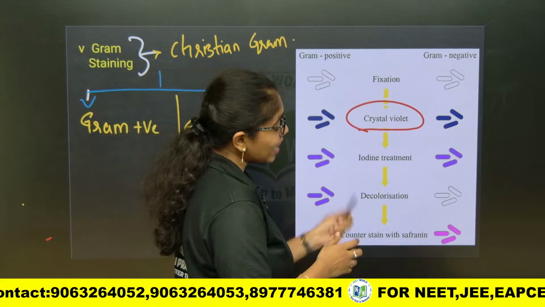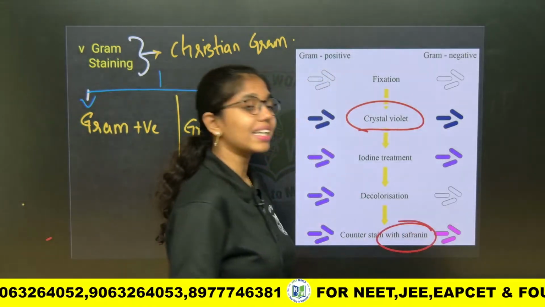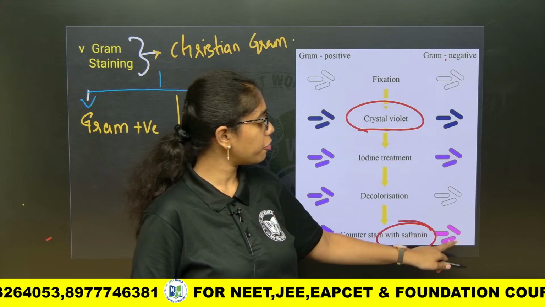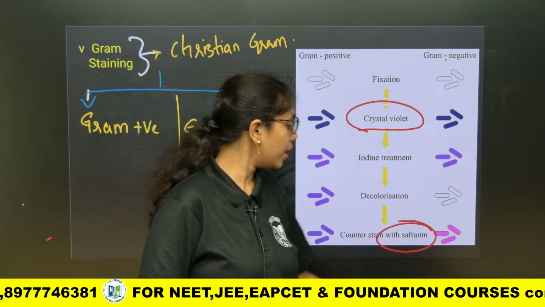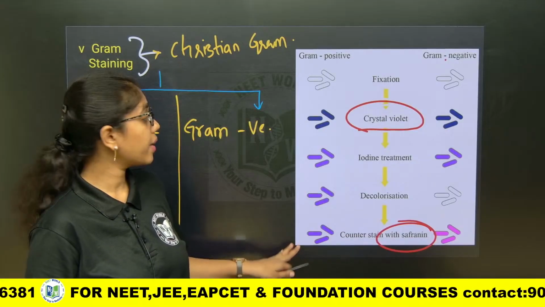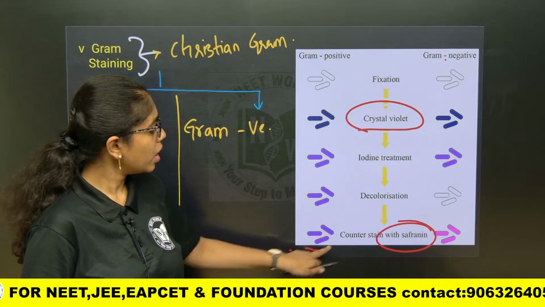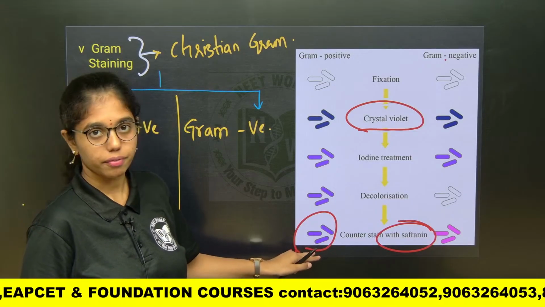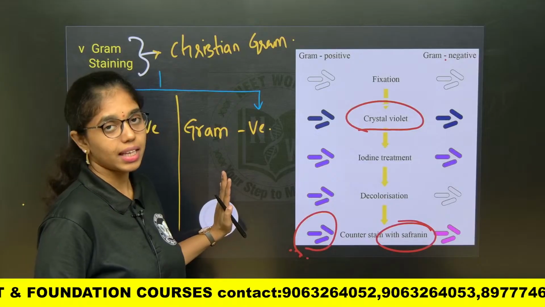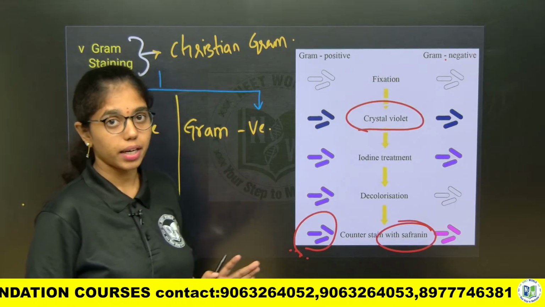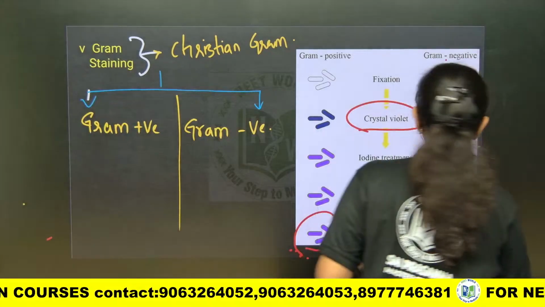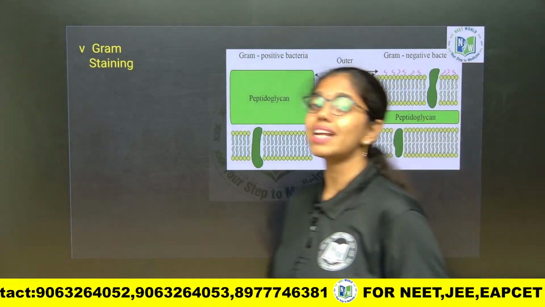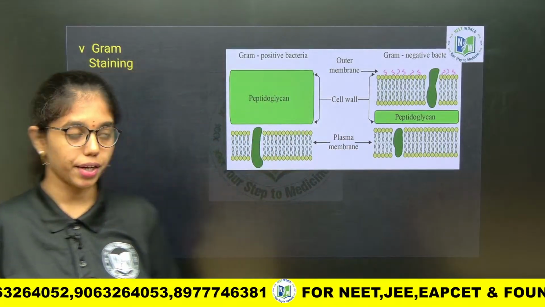After that, he restained with one more dye, that is safranin. Absorbing the safranin dye again, gram negative bacteria turned pink, whereas gram positive bacteria retained the first stain only, showing the crystal violet color, that purple color. So this is about the gram staining experiment and gram positive and gram negative bacteria. Let us now look into the cell wall of gram positive and gram negative, and also the differences between gram positive and gram negative bacteria.